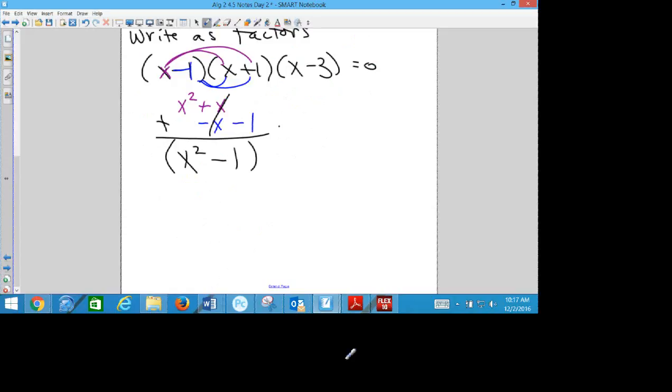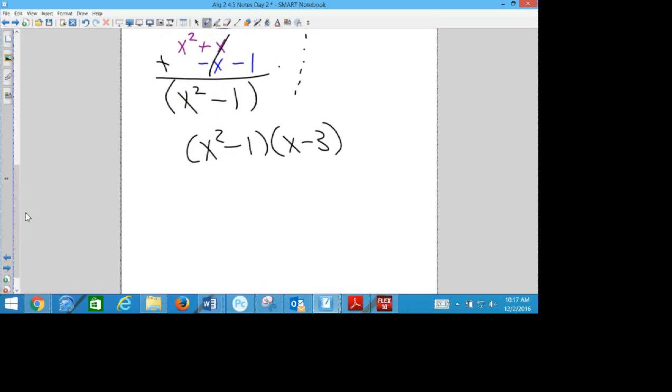Okay, from there, I have to take that answer and multiply it by the other factor. So again, just stay organized. We'll do x squared times x and x squared times minus 3. And then we will do minus 1 times x and minus 1 times minus 3. I'm not going to write minus x underneath that one.